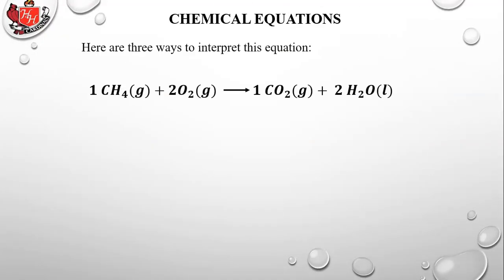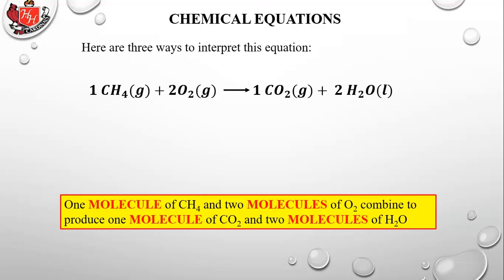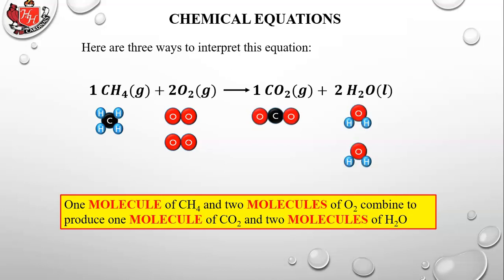Okay, so here are three ways to interpret a chemical equation. You can say that one molecule of CH4, so there's an image of a CH4 molecule, and two molecules of O2 break apart and combine to form one molecule of CO2 and two molecules of H2O.